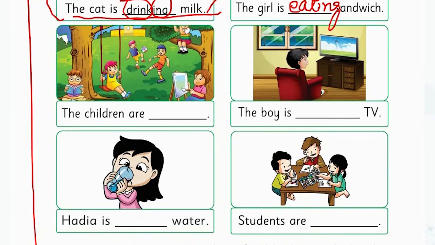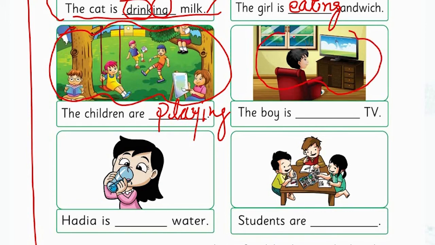The children are what? We have a park here and they are playing here. Play is a verb and we have added ing to it. So the boy is here. What is he doing here? Yes, he's watching the TV. The boy is watching TV. Watch is a verb and we have added ing to it.